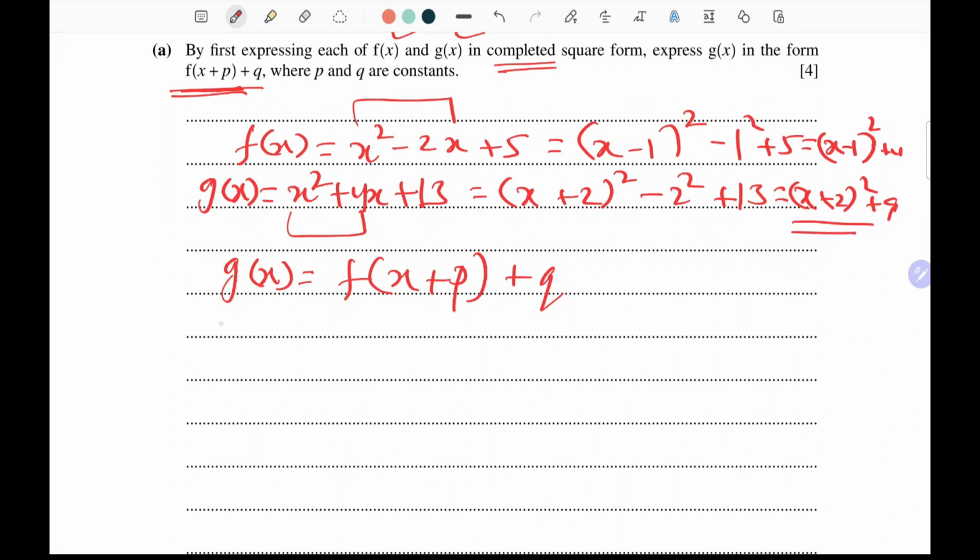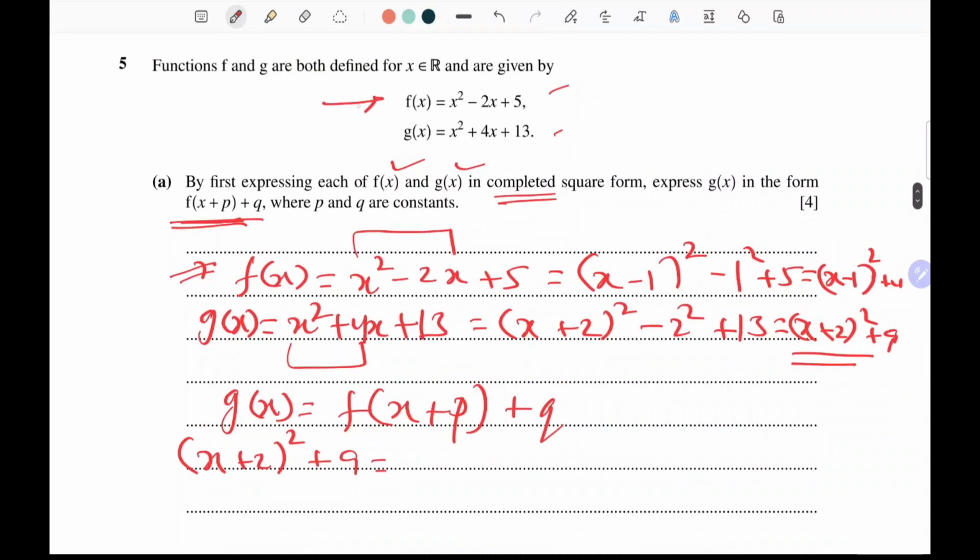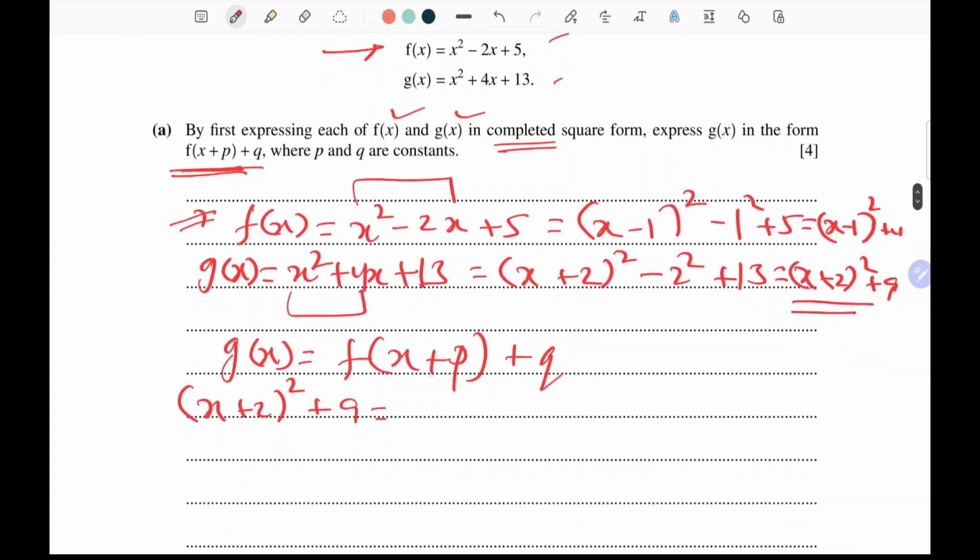So this is my g(x), which is (x + 2)² + 9. For f(x + p), I'm not going to use this, I will use this result: x² − 2x + 5.